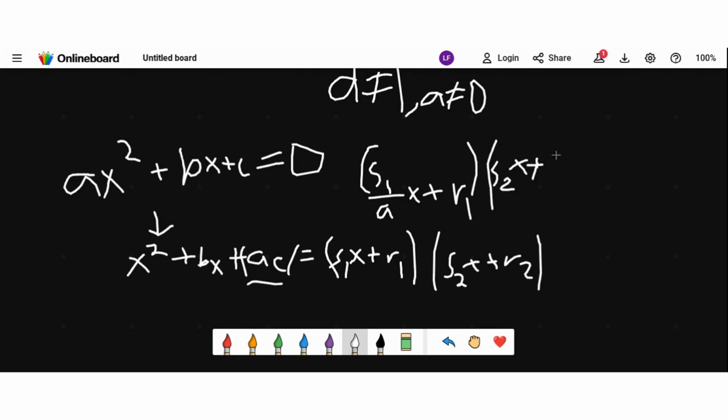Sorry, that was just a school announcement because I'm recording during school. But if we simply factor it out to the first arbitrary coefficient divided by a, times x plus R1, the first arbitrary root, and then we do the same thing except we multiply the second arbitrary root by, this is actually a factored expression for the quadratic.